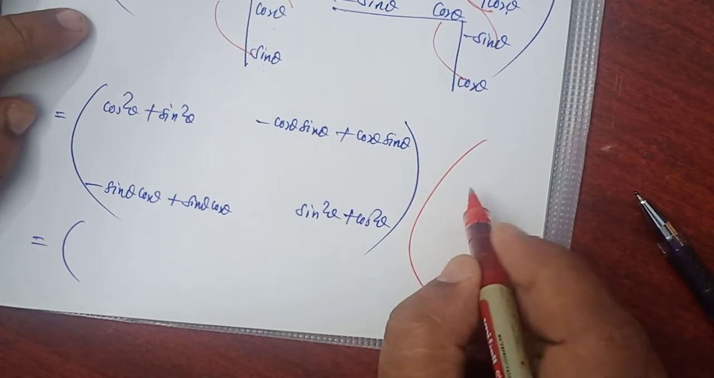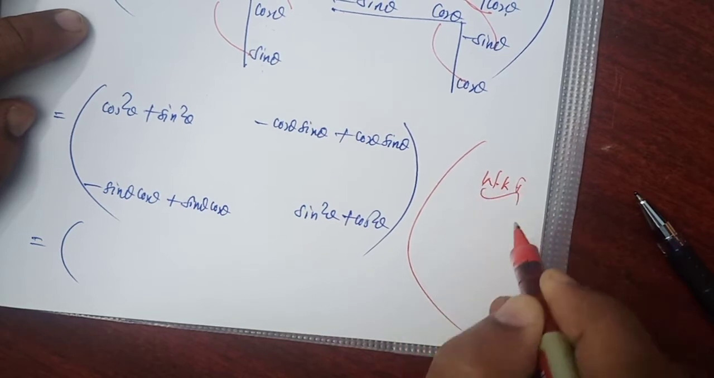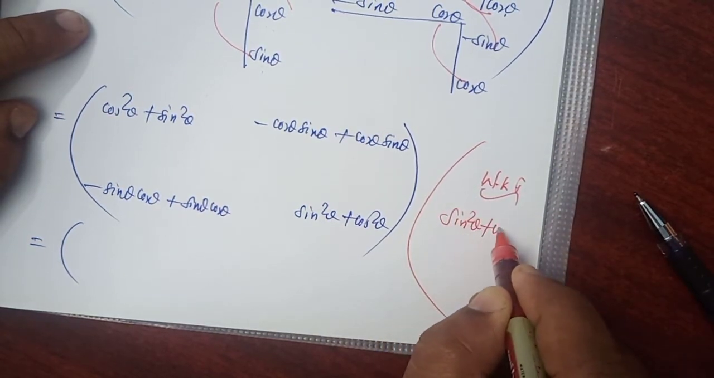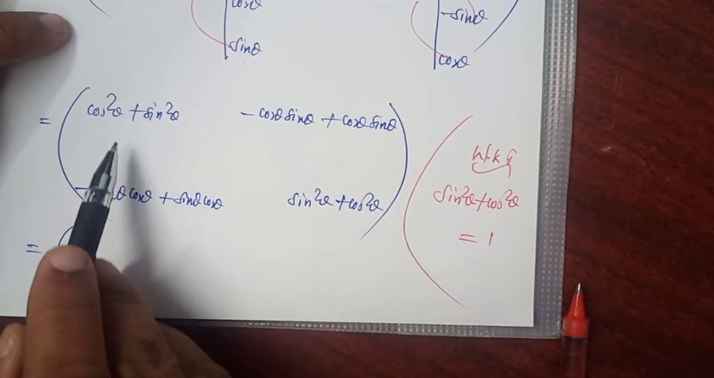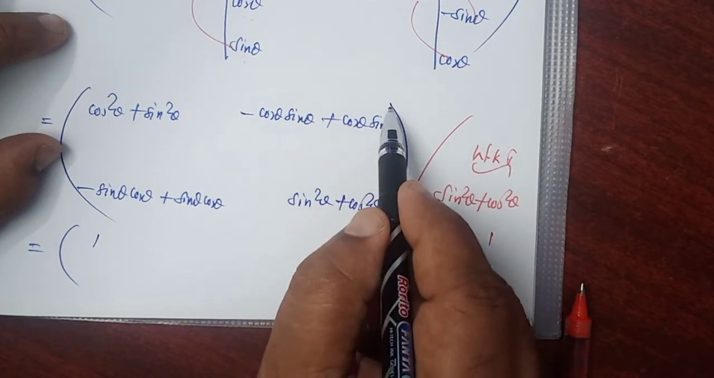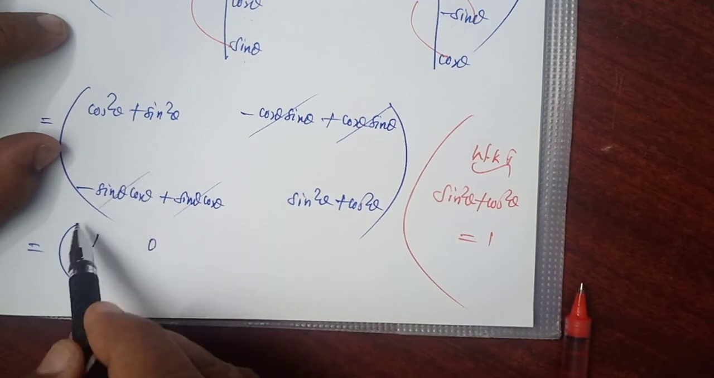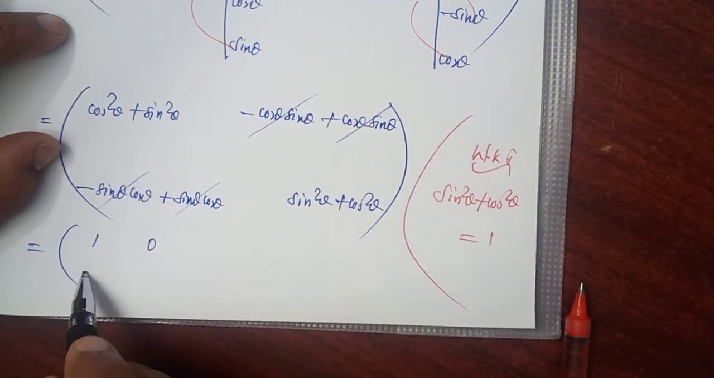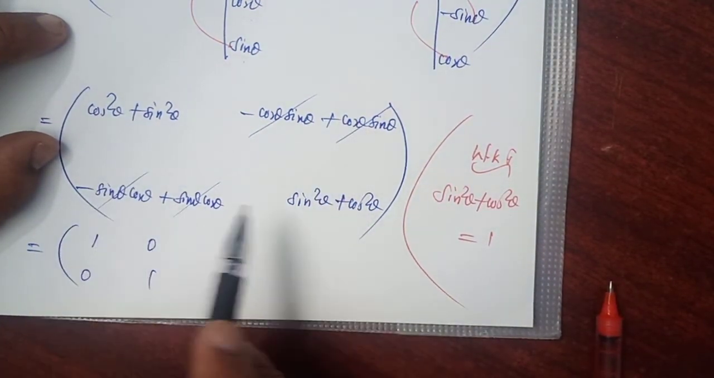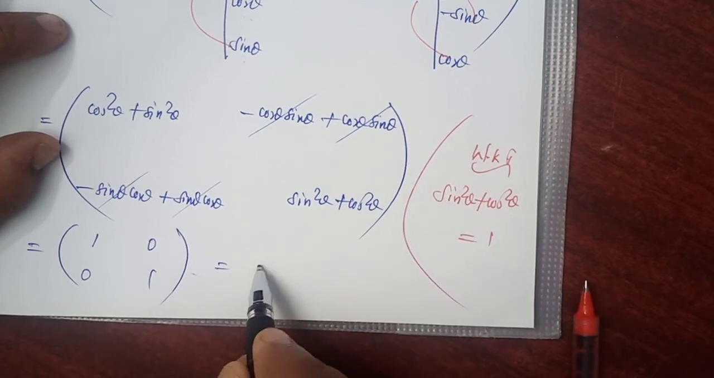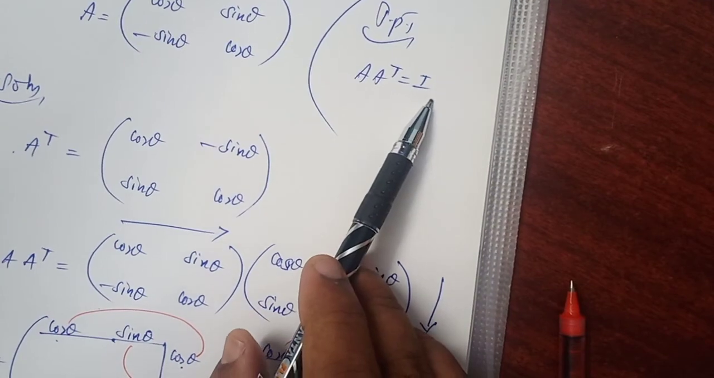Already I told you in the previous problem, cos square theta plus sin square theta, or sin square theta plus cos square theta, equals 1. So this can be replaced by 1. Plus cos theta sin theta minus cos theta sin theta, both get cancelled, that is 0. Like that, plus sin theta cos theta minus sin theta cos theta get cancelled, that is 0. Sin square theta plus cos square theta, value 1. So 1 0 0 1, you know that is equal to I, which refers to the identity matrix. So we have proved A into A transpose is equal to I.